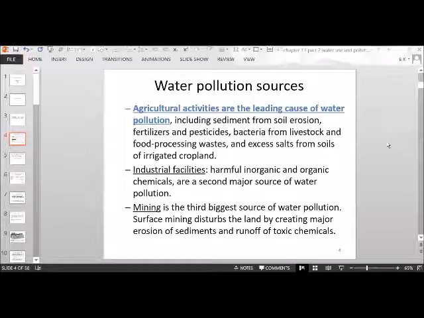Agricultural activities are the leading cause of water pollution, and that includes sediment from soil erosion, fertilizers and pesticides, bacteria from livestock and food processing wastes, and excess salts from soils of irrigated cropland. Industrial facilities are a second major source of water pollution, and that includes harmful inorganic and organic chemicals. And mining is the third biggest source of water pollution. Surface mining disturbs the land by creating major erosion of sediments and runoff of toxic chemicals.